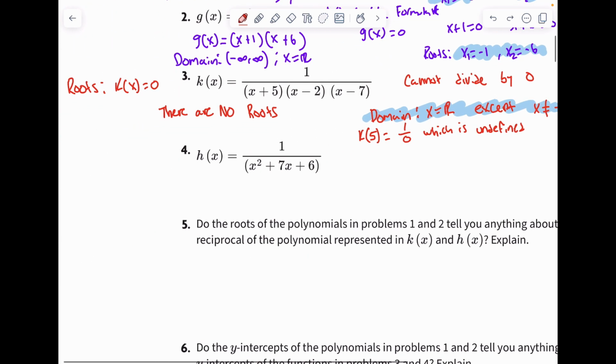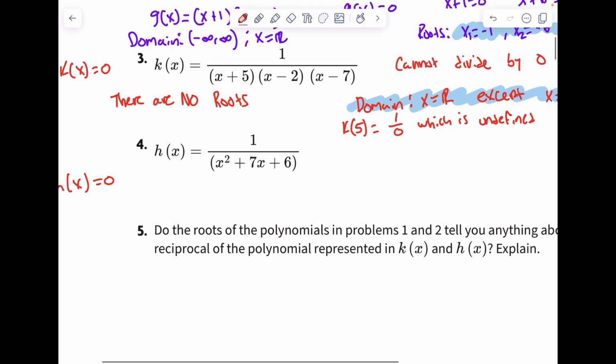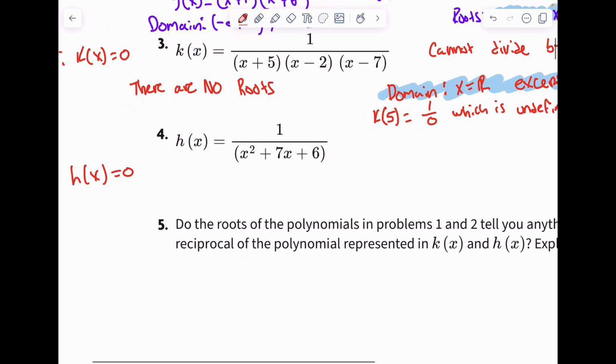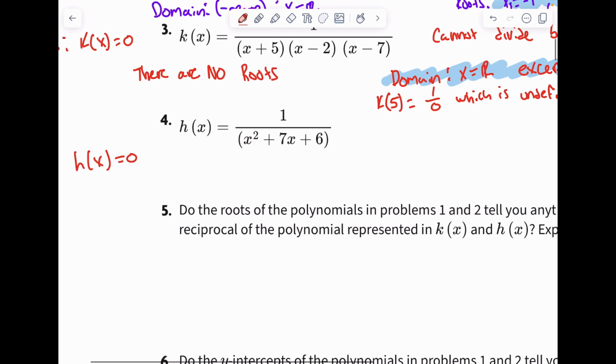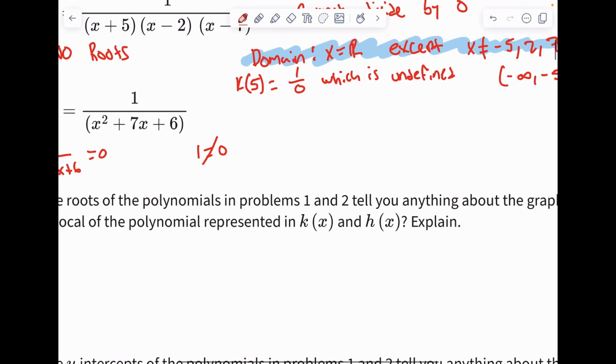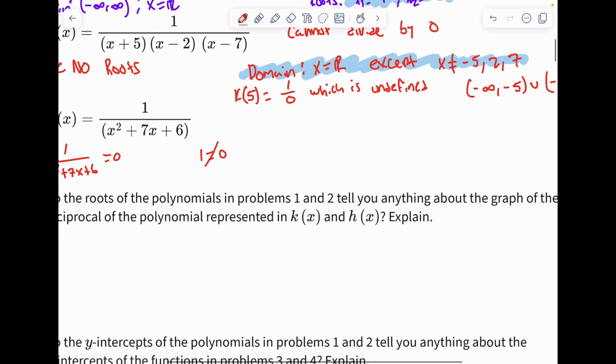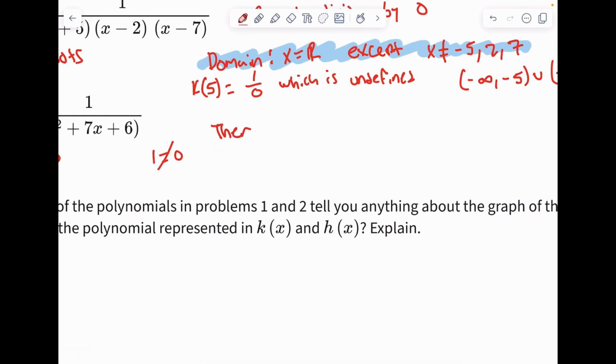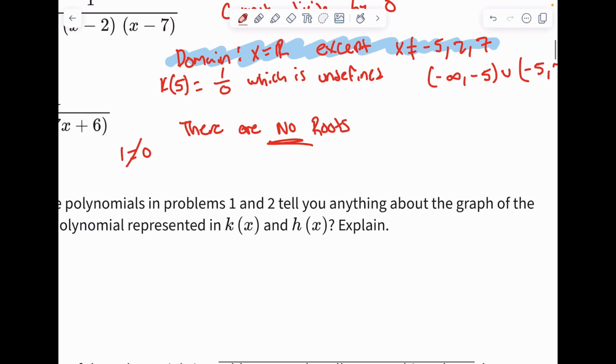So again, I want h of x equals 0. I'm going to set this equal to 0, so I'm left with 1 over x squared plus 7x plus 6 equals 0. I'm going to solve for x. 1 equals 0 is not a true statement, right? So this can never be true. So there are no roots here. No roots.